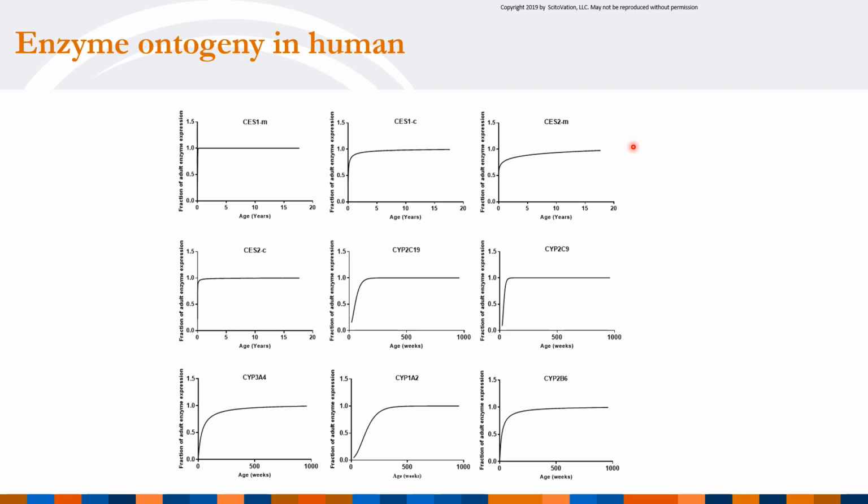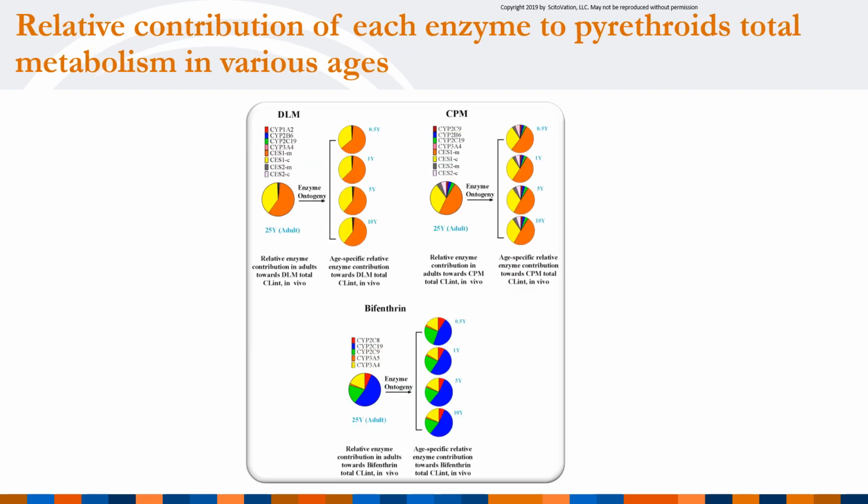You can see that, especially carboxylesterase, they are almost at 100% expression of adult level at birth. For cytochromes, it depends on what kind of cytochrome, but most of them are expressed at really early ages. I think CYP1A2 is the one that is expressed a little bit later, but they are all expressed pretty fast in life. So when we combine the ontogeny data and activity data of each enzyme, we can calculate the relative contribution of each enzyme implicated in the metabolism of pyrethroids.